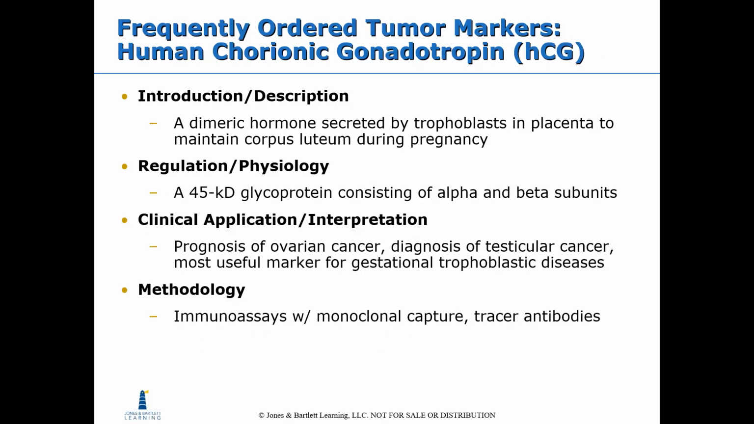Human chorionic gonadotropin, or HCG, is a dimeric hormone secreted by trophoblasts in the placenta to maintain the corpus luteum during pregnancy. A 45 kilodalton glycoprotein consisting of alpha and beta subunits. Its clinical application is the prognosis of ovarian cancer, the diagnosis of testicular cancer, and it's the most useful marker for gestational trophoblastic diseases. Immunoassays use monoclonal capture and tracer antibodies.